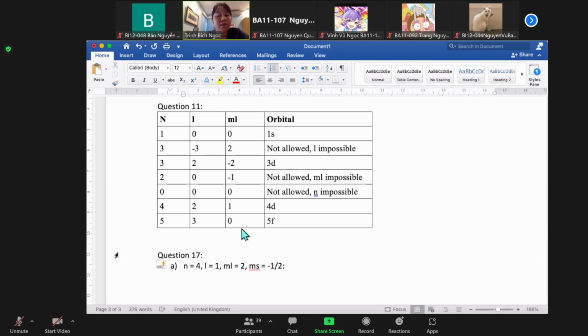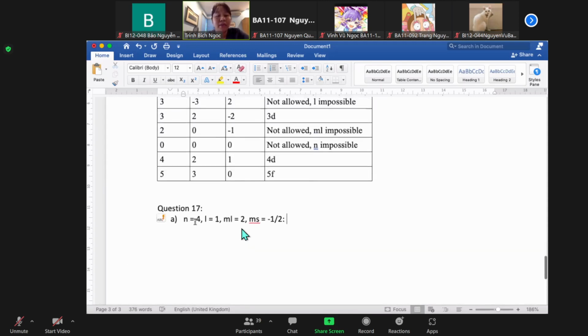So, the first one: N, 4, 1, 2, and minus 1/2. Is this valid or not valid? Yes, because MS is only minus 1/2 or plus 1/2. So is this valid or not valid?